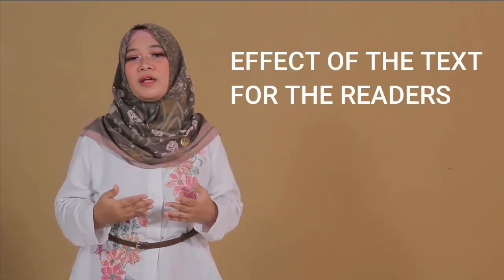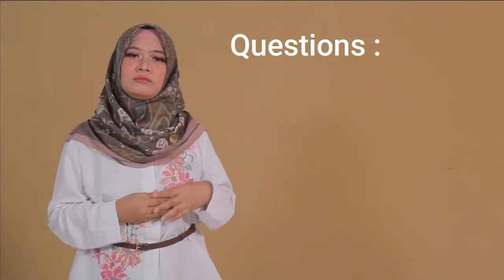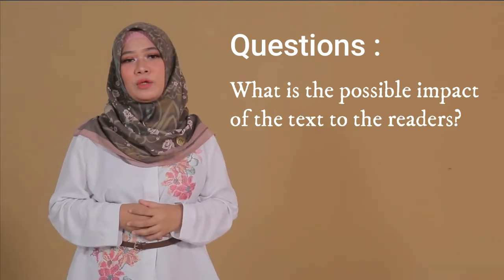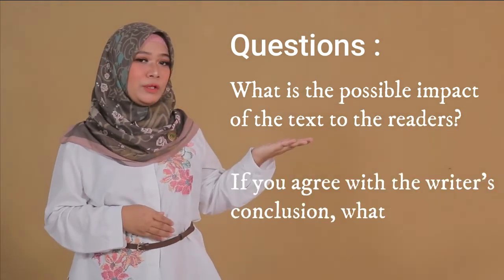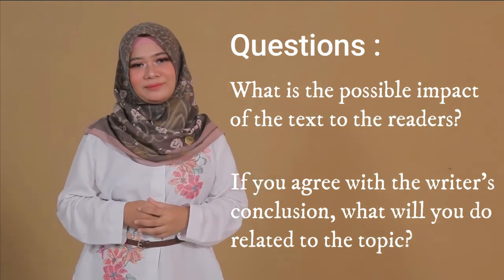Okay class, we're now in the last point of social function of analytical exposition text, that is the effect of the text for the readers. The questions will be, what is the possible impact of the text to the readers? Or, if you agree with the writer's conclusion, what will you do related to the topic? How can we answer these questions? Yes, by looking at the end of the text, that is the conclusion part.